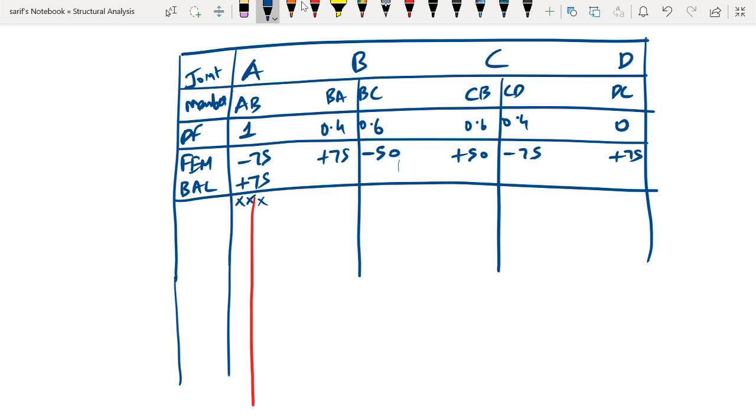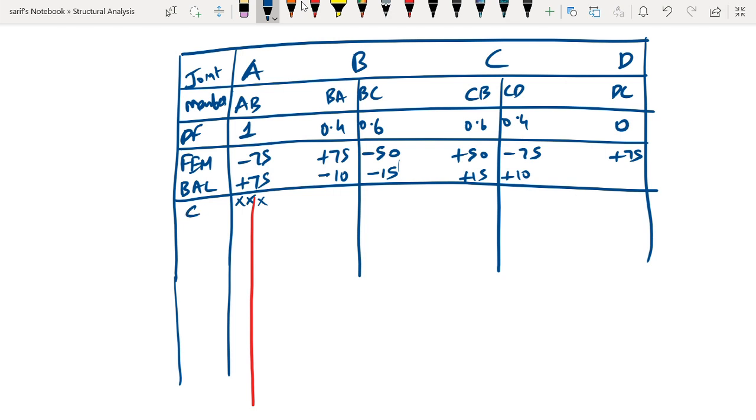So we will have minus 10 coming here, which is minus 25 into 0.4, and we will have minus 15 coming here, which is minus 25 into 0.6. In a similar fashion, the unbalanced moment here is 50 minus 75, which is minus 25. So to balance it, we need to add a plus 25, which will be distributed in the ratio plus 25 into 0.6, which is plus 15, and plus 25 into 0.4, which is plus 10. So this will be the nature of distribution.